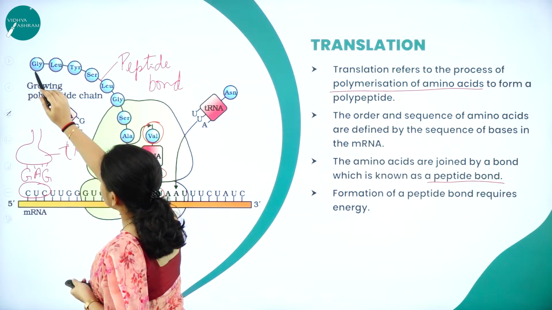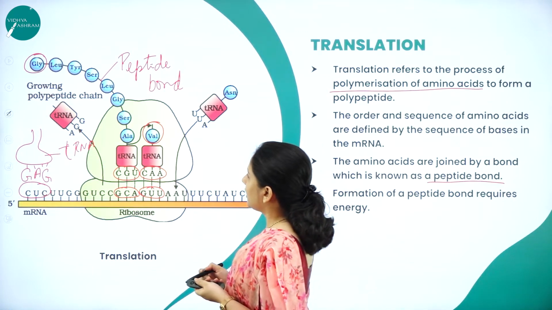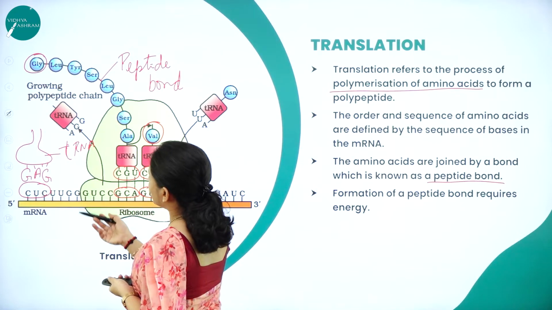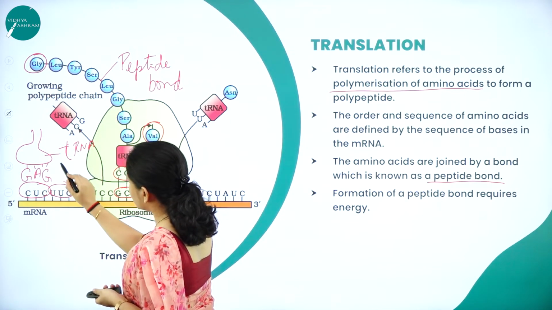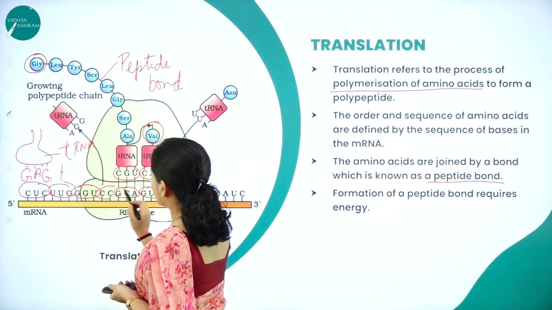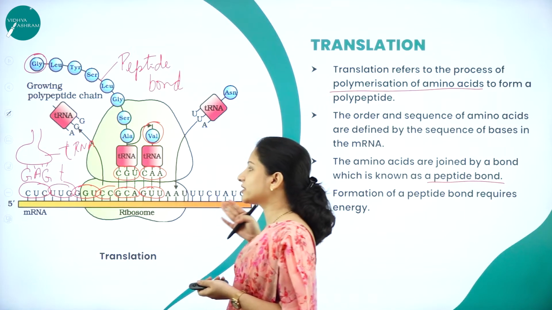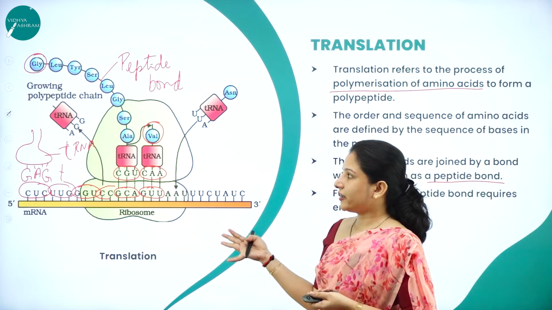So here, that is how they code for a particular amino acid. Likewise, leucine, then tyrosine, serine. So it keeps on reading like this. Here also one tRNA will come and bind. Here also tRNA comes and binds. Here it will come and bind. Like that it will go on reading, coding for a particular amino acid.